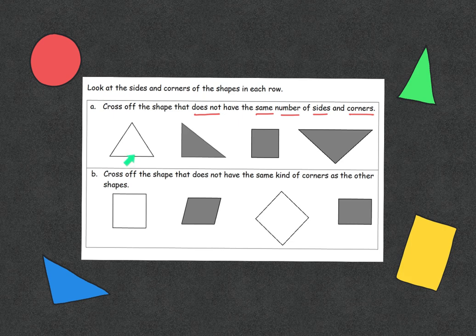Let's start with our triangle. In looking at the sides, we have 1, 2, 3 sides, and corners we have 1, 2, 3. The triangle does have 3 sides and 3 corners. This triangle for sides has 1, 2, 3 sides and 1, 2, 3 corners. We won't cross this triangle off either because it has the same number of sides and corners.